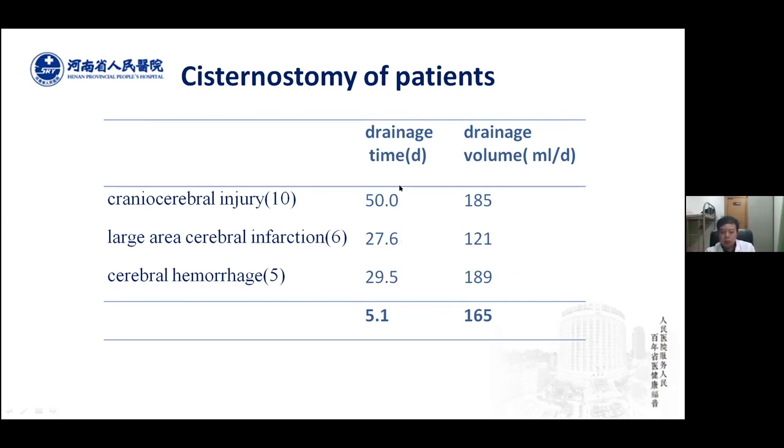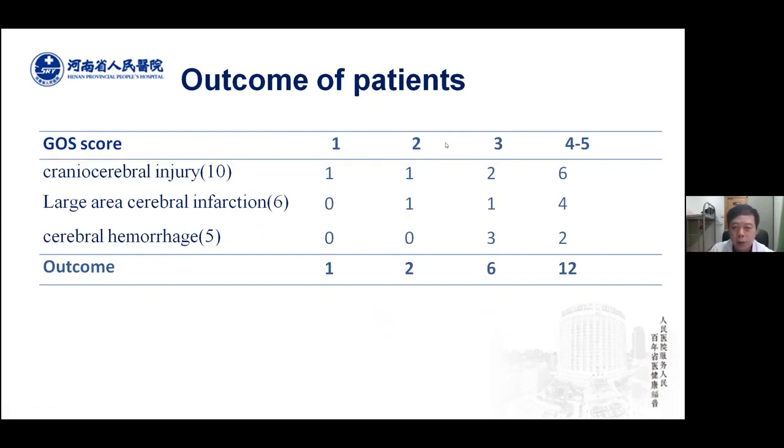So the average drainage time is 5.1 days. The drainage volume is 165 ml. Then at 6 months we got the outcomes of the patients, the GOS score.